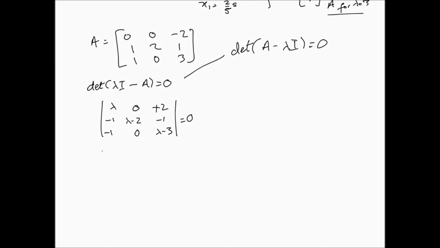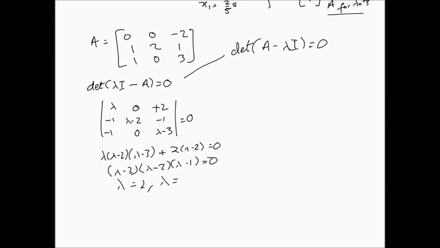Anyway, from this we end up with lambda times lambda minus 2 times lambda minus 3, and then minus, plus 2 times lambda minus 2, equals 0. And that ends up giving us lambda minus 2 times lambda minus 2 times lambda minus 1 equals 0, which means we have a double eigenvalue, lambda equals 2, and the value lambda equals 1. Please be wary that all the rules for solving polynomials apply, of course. A cubic has 3 roots, but it can have a double root.